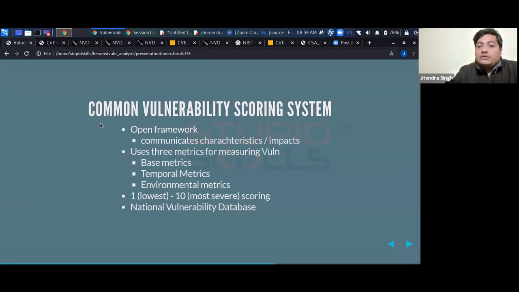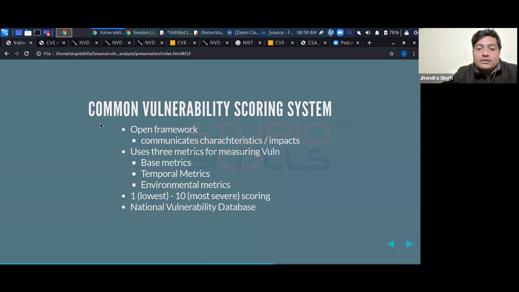So on the common vulnerability scoring system, you might be aware that there is a common vulnerability scoring system, which is an open framework, and it communicates characteristics as well as impact of known vulnerabilities. And you would see that to measure a particular vulnerability, it lists three kinds of metrics. One is base metrics, another one is temporal metrics, and the third is environmental metrics.